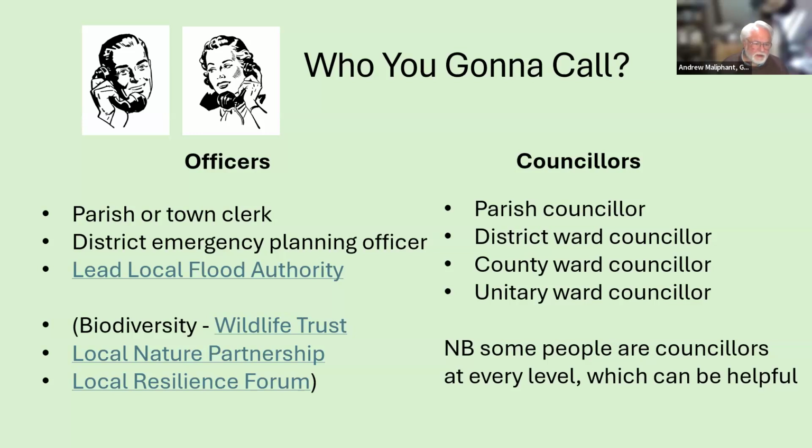Nationally, some districts will have a district emergency planning officer, maybe. Local flood authorities tend to be at county and unitary authority level, and there's a link there to a group of them. We may also find other ways of getting in touch with the councils through other groups. Certainly in terms of biodiversity, you can get in touch with the Wildlife Trust, but local nature partnerships tend to have local councils as members of those groups, and the same with local resilience forums, which are across the whole of the UK, not just England.